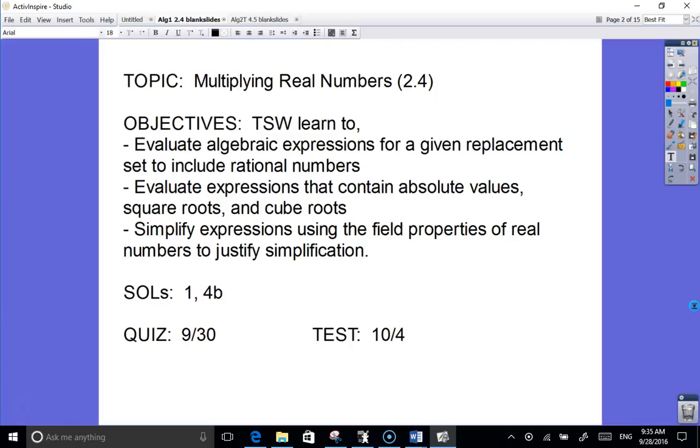Okay, so today we're doing the multiplying. We did adding, subtracting, and today we're doing multiplying. What do you think we're doing next class? Wrong. We do distributive property, and then you do dividing.